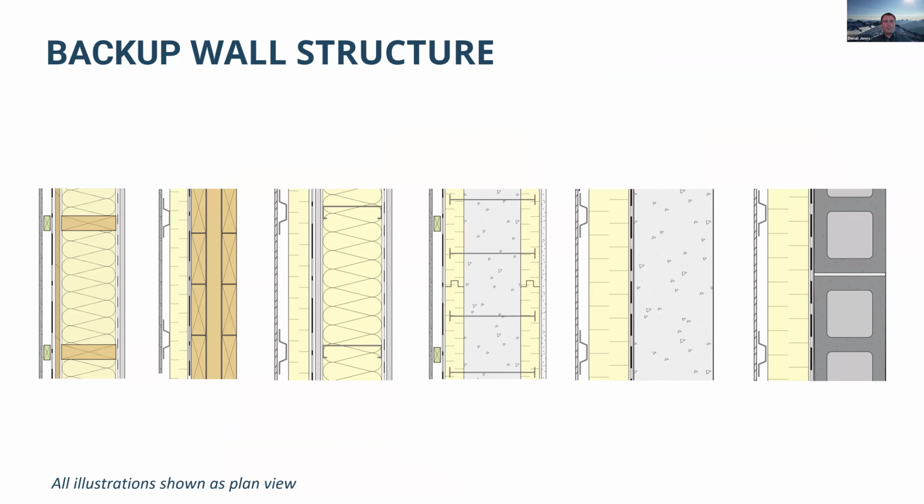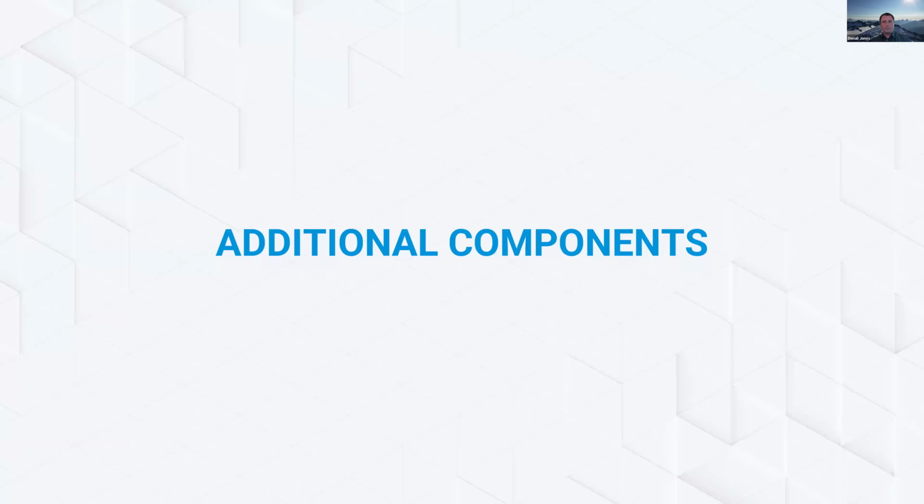The backup wall structure. Again, rain screens can work with essentially any kind of backup wall structure. We've just got a few here. Your typical stick frame, wood frame building, mass timber works well with that. Steel studs, ICF, concrete, CMU, you name it. You can put a rain screen over it. So it's a really versatile way to design a wall. It's going to manage the water outside of your structure. All right. Now let's get into the additional components here.